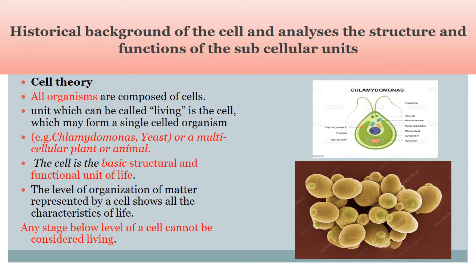So it can be a multicellular plant or animal also. All are made up of cells. Either they are unicellular or they are multicellular. So the cell is the basic structural and functional unit of life. And the level of organization of matter represented by a cell shows all the characteristics of life. So a single cell, even organisms which are only unicellular, show all the characteristics of life. So any stage below the level of the cell cannot be considered living.